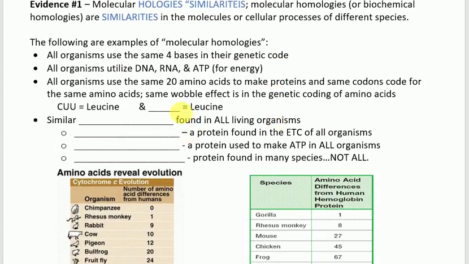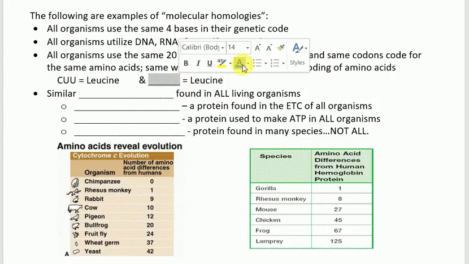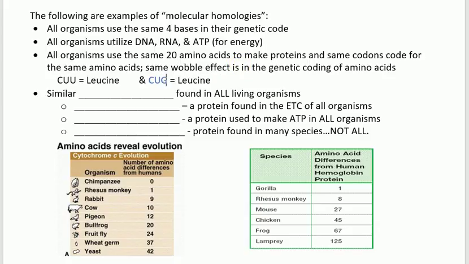All organisms use the same 4 bases in their genetic code. They all utilize DNA, RNA, and ATP for energy. They also all use the same 20 amino acids to make proteins, as well as the same codons that code for the same amino acids. And they have the same wobble effect in the genetic coding of the amino acids. So for example, CUU and CUG both code for leucine, so that's the wobble effect.